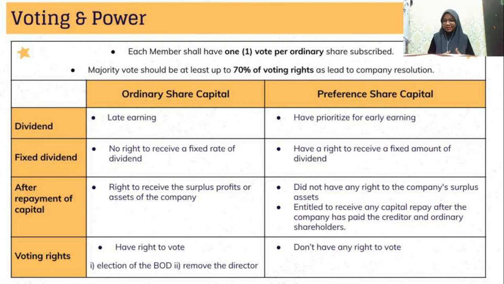So last but not least is in terms of voting rights. Ordinary share capital has the right to vote in the election of the board of directors and also the right to remove the director. While preference share capital does not have any right in voting.